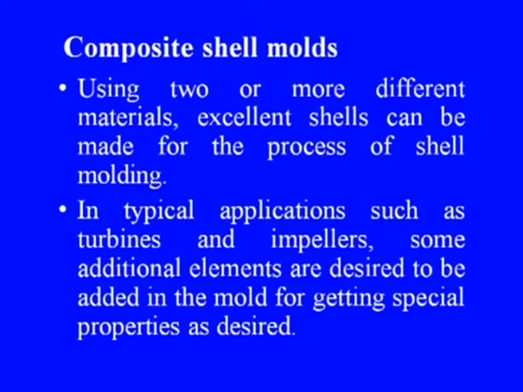Now, let us see composite cell molds. Using two or more different materials, excellent cells can be made for the process of cell molding. In typical applications such as turbines and impellers, some additional elements are desired to be added in the mold for getting special properties as desired.